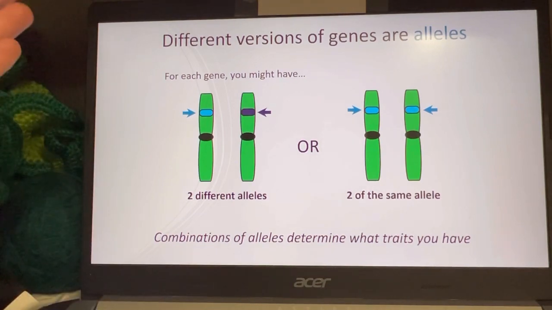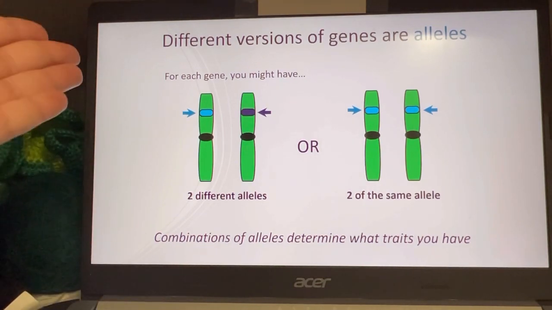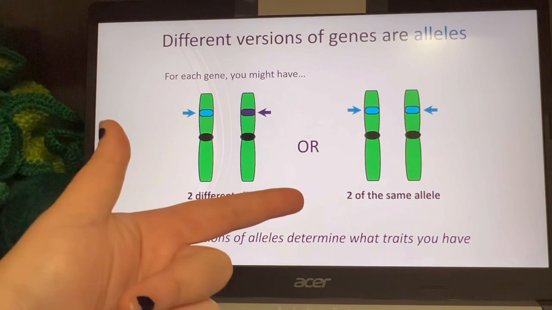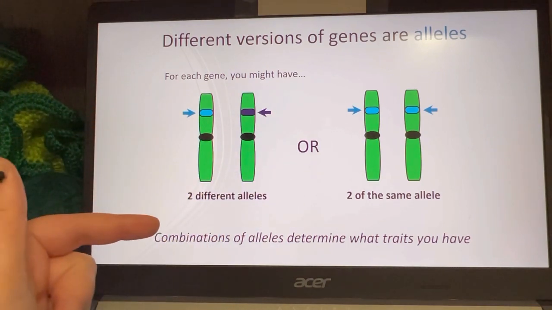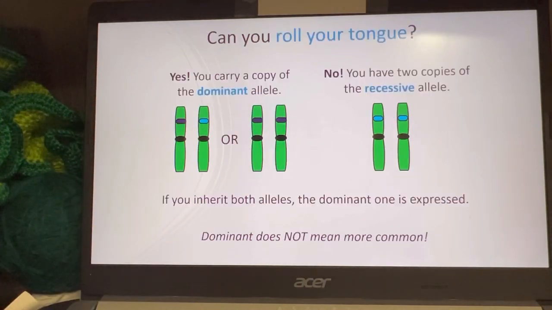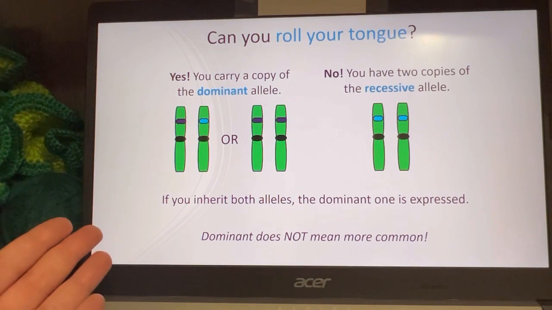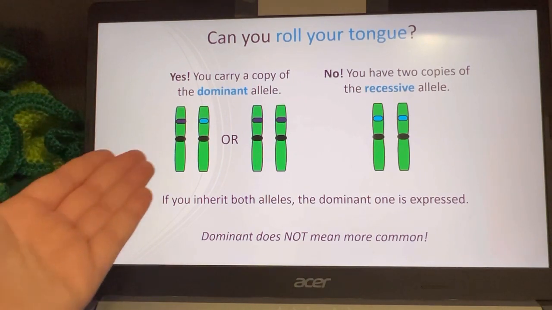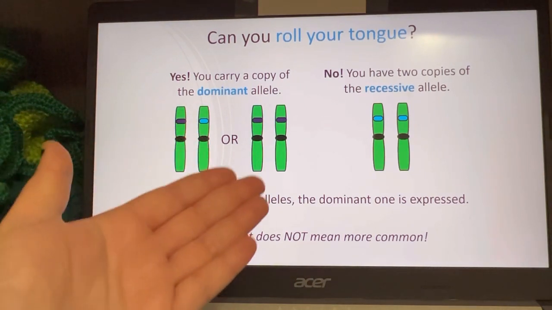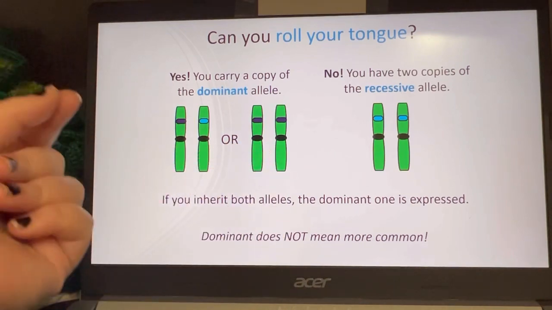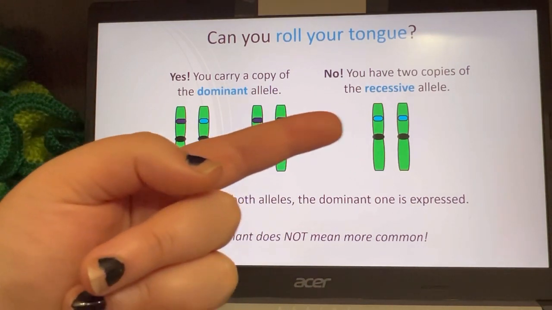Alright, so different versions of genes are alleles. So for each gene you might have 2 different alleles or 2 of the same allele. Combinations of alleles determine what traits you have. So if you can roll your tongue, you carry a dominant allele. It's either a dominant and a recessive or 2 dominant genes. If you cannot, you have 2 recessive genes.